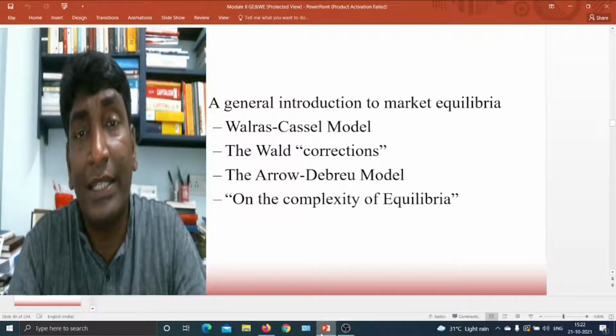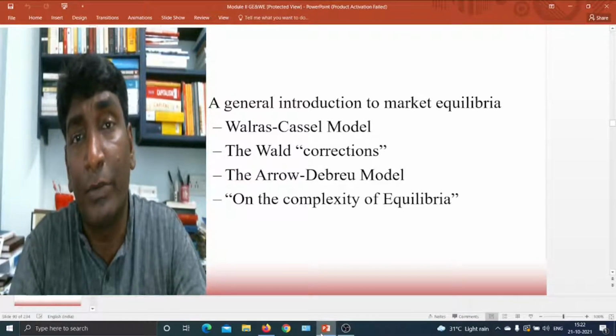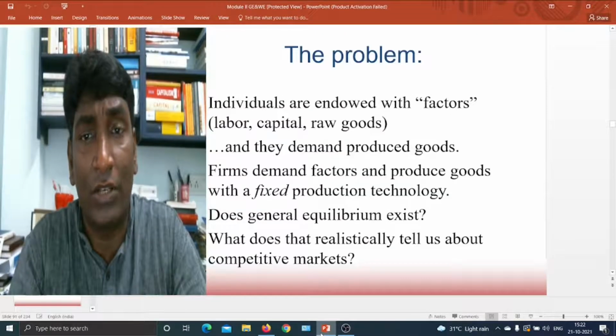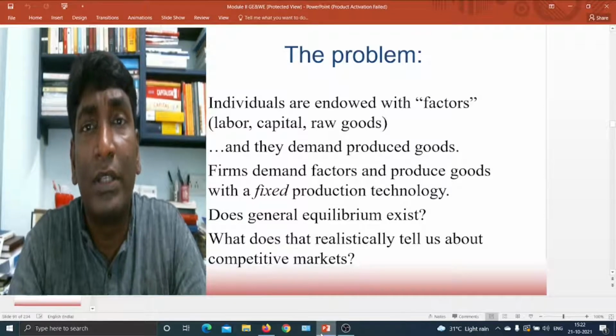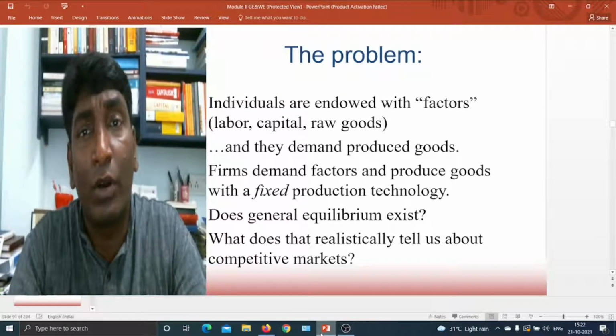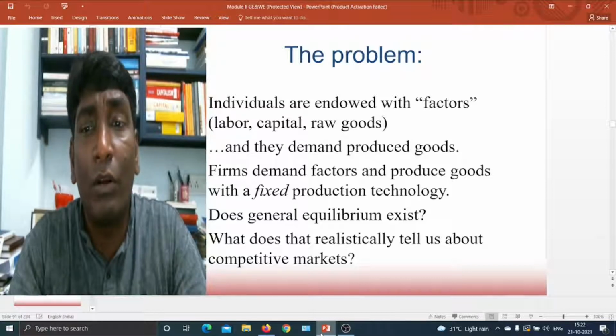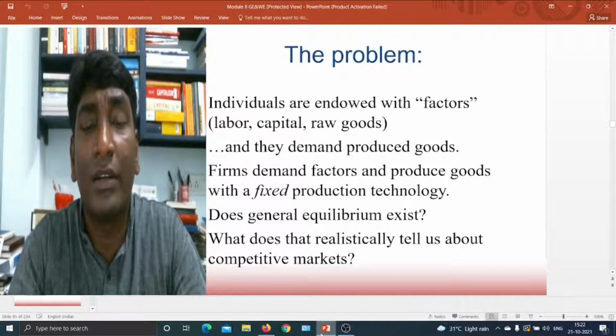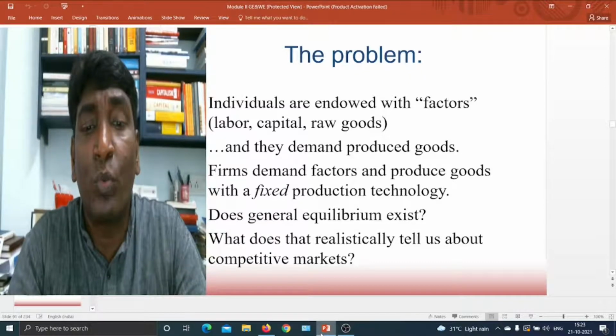As a setting stage, we have already discussed the general equilibrium of the general kind, which is normally taught at the undergraduate level. So what is the problem with the general understanding of the general equilibrium of the Walrasian kind? Individuals are endowed with factors like labor, capital, raw materials, and they demand produced goods. Firms demand factors and produce goods with a fixed production technology. And the question is, if that is the case, does general equilibrium exist?